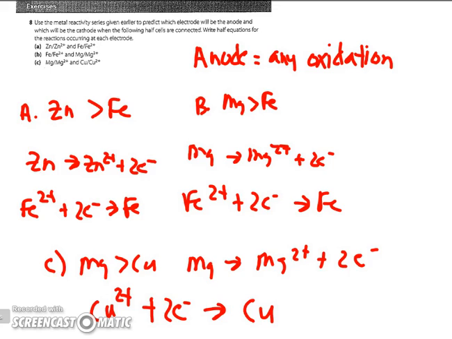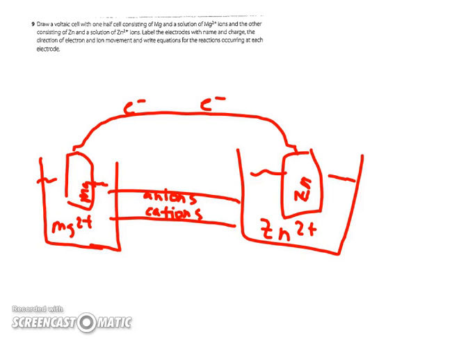Then if we scroll on to number 9, okay, so for number 9, it says draw a voltaic cell with one half cell consisting of magnesium and a solution of magnesium ions, the other zinc and a solution of zinc ions. Label the electrodes with the name and charge, the direction of electron and ion movement, and write equations for the reactions occurring at each electrode. So here's voltaic cells made easy once again. I've drawn everything in. We know the electrons are going to flow through the wire, either magnesium to zinc or zinc to magnesium, and we know the salt bridge is going to have anions going one way and cations the other.